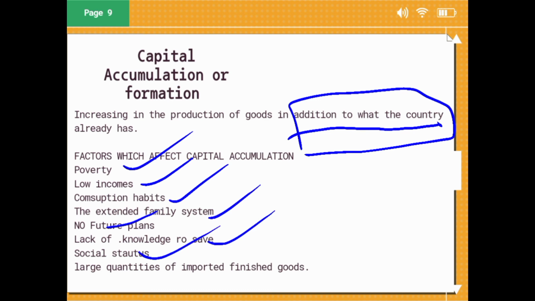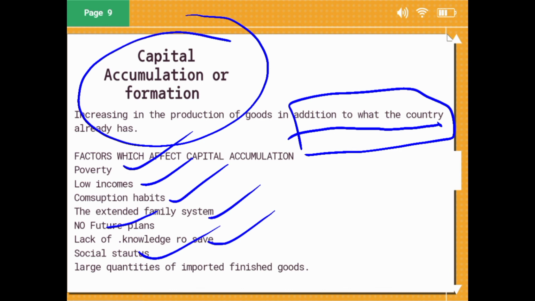Social status. People want to maintain their social status in society, what they are known for. You can't be putting on cheap trousers. Anyway, you want to maintain your status in the society. Thereby, you'll be buying expensive things. You are forgetting that you are not contributing to what? Capital accumulation in the country.